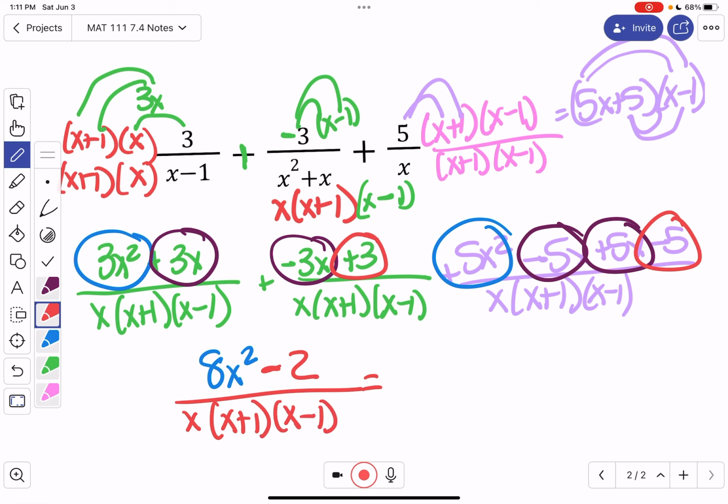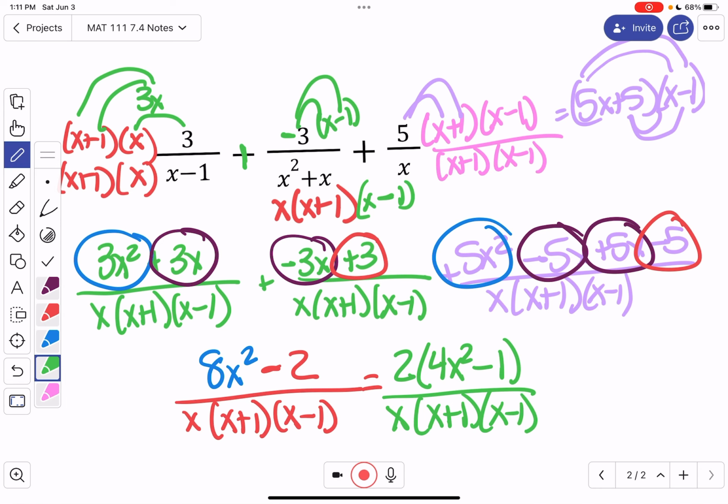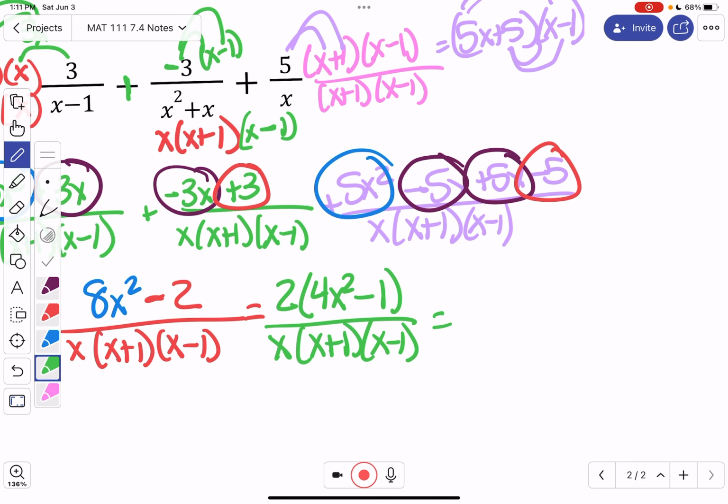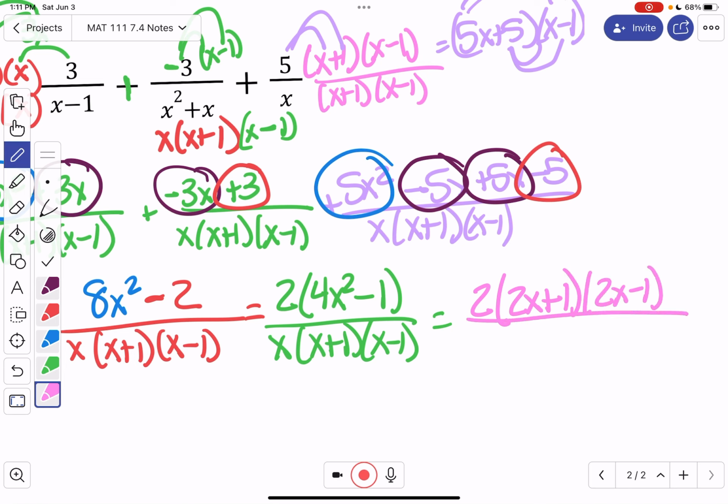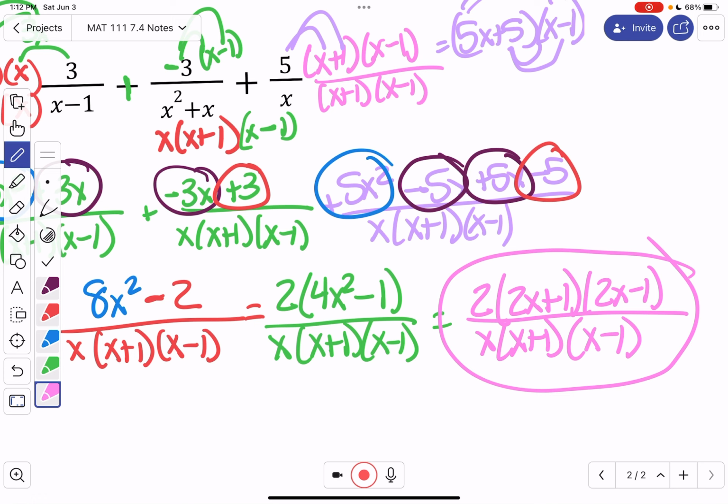Now I'm going to take out the greatest common factor on top, which would be 2. So 8 divided by 2 is 4. 2 divided by 2 is 1. So we have that. Then this top binomial is a difference of squares because 4 and 1 are squares. So if I broke that down one more, it'd be 2x plus 1, 2x minus 1, over x times x plus 1 times x minus 1. Nothing cancels. So that is our final answer. So that is 7.4. Let me know if you have any questions.